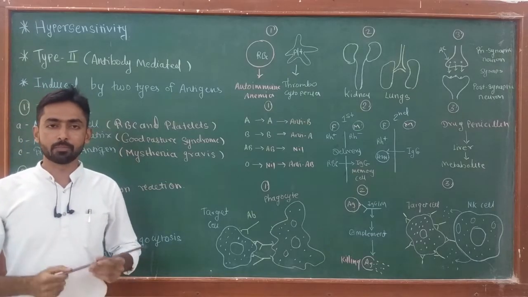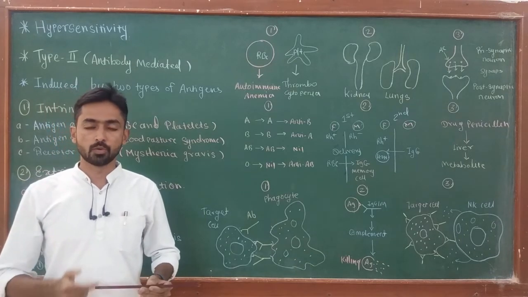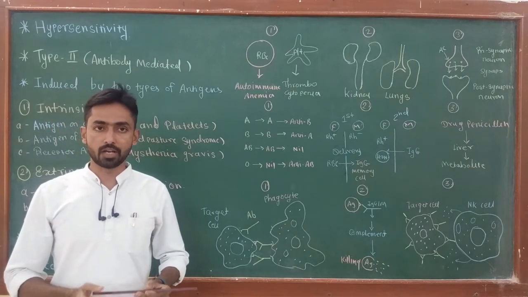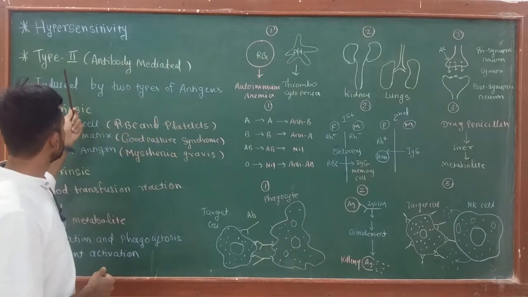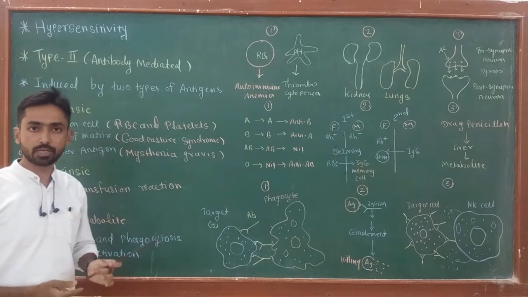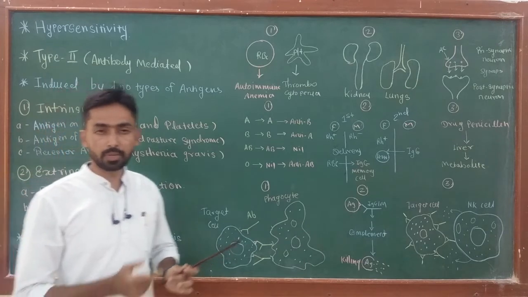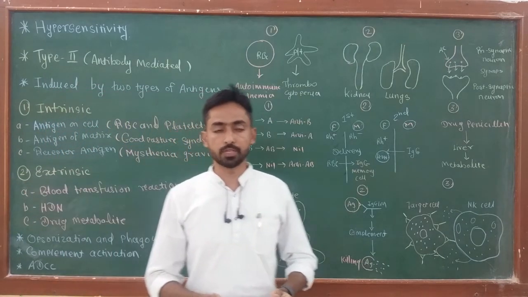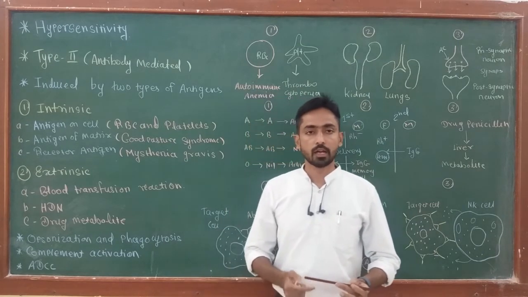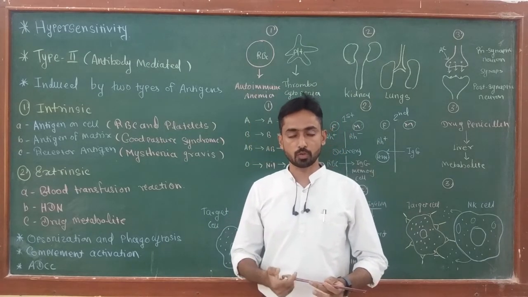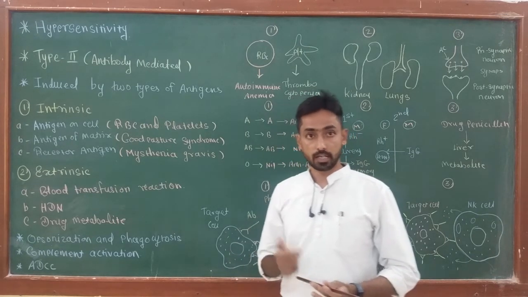Hello everyone. In my previous two videos, I discussed type 1 hypersensitivity reaction, which is mediated by antibody IgE. Now in this video, I am going to discuss type 2 hypersensitivity, which is also mediated by antibodies like IgG or IgM. The major difference between type 1 and type 2 hypersensitivity reaction is that in type 1, IgE antibody plays an important role, while in type 2, IgG or IgM antibody is involved.